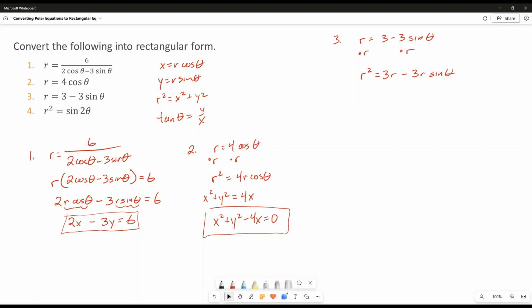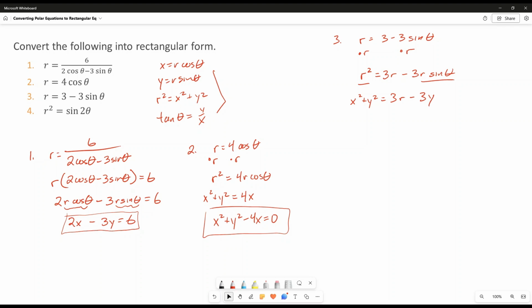And so we've made a good step here. We see that we have this r squared and we have this r sine of theta. Those both match up to some of the conversion equations that we have over here. And so we can go ahead and convert those. We know r squared is x squared plus y squared. The 3r, I don't have a conversion for r, so we're going to leave that as just 3r minus, and I can replace the r sine of theta with y, so minus 3y. So I have x squared plus y squared is equal to 3r minus 3y.